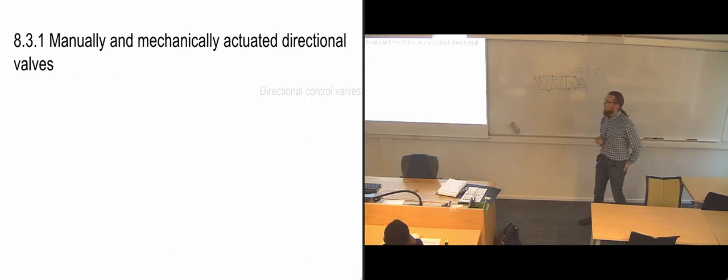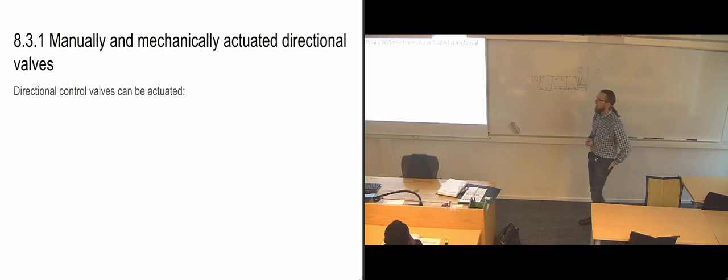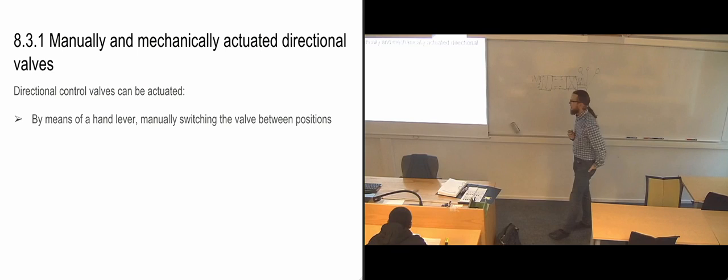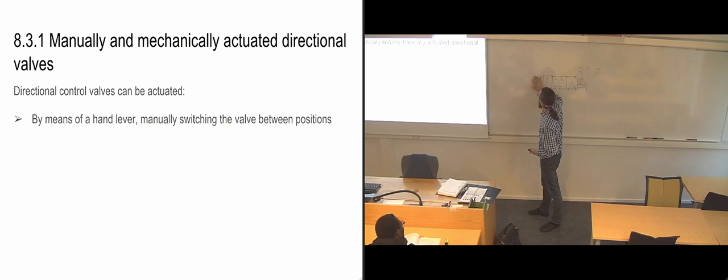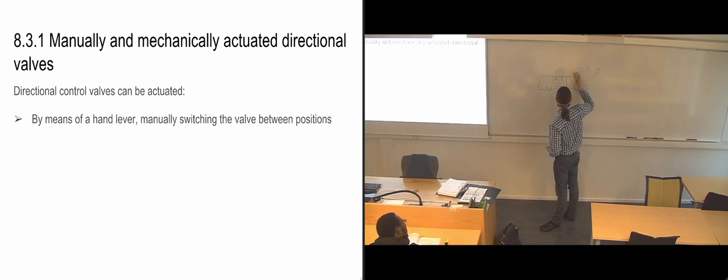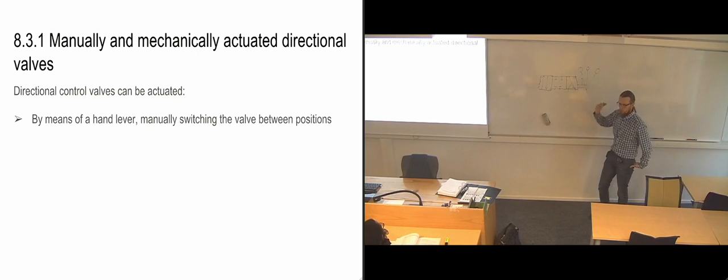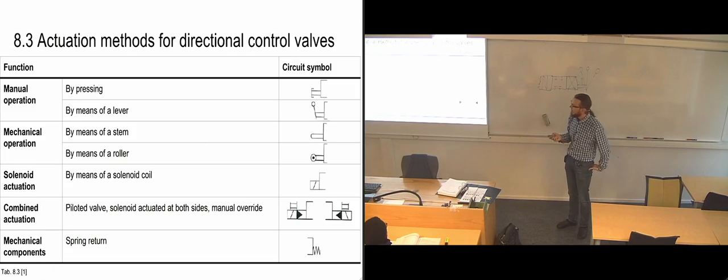So we're going to look a bit more at manual and mechanical actuation. The control valves can be actuated by means of a hand lever and manually switching. In the case of what's up there, we don't have a spring return on it. So in that case, we would be manually switching between them, and it's just going to stay in its position.